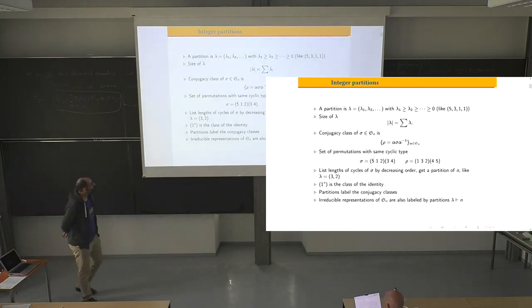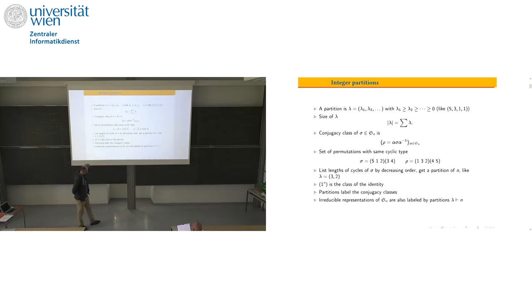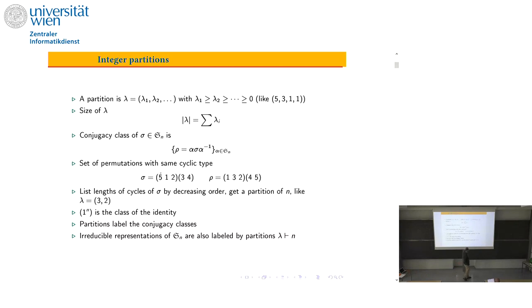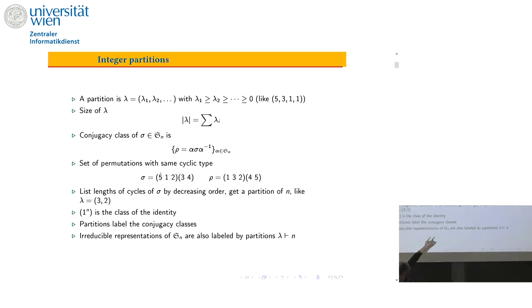So we start with a partition lambda. That's a finite sequence of non-increasing positive integers, like 5, 3, 1, 1 over there. The size of lambda is the sum of the lambda i's, and they are relevant in the representation theory of the symmetric group because of conjugacy classes. The conjugacy class of a permutation sigma is, well, you conjugate and look at all the elements that you get, and they all have the same cycle type.